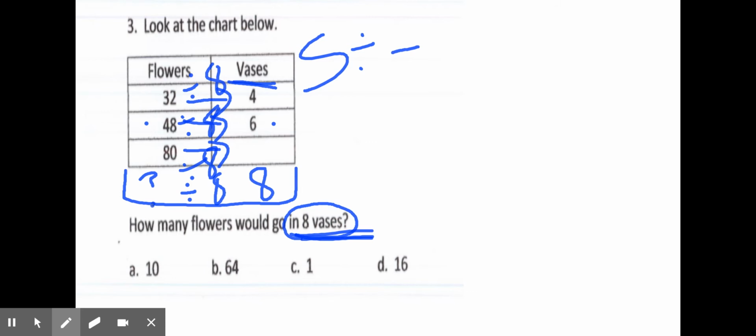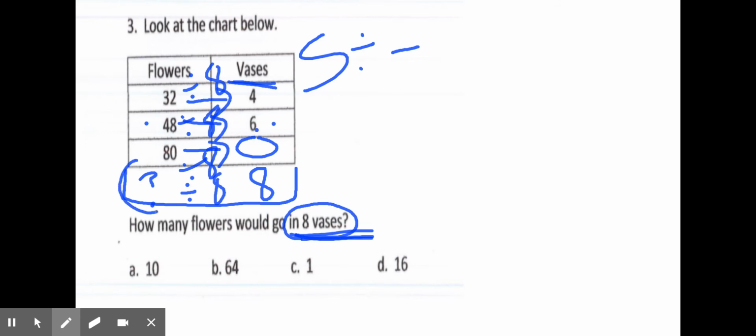So notice on most of them, my blank was over here, correct? 42 divided by 8 is 6. 80 divided by 8 is blank. This one, my blank's on the other side. It's on the left side. So this one's what we call a backwards problem.